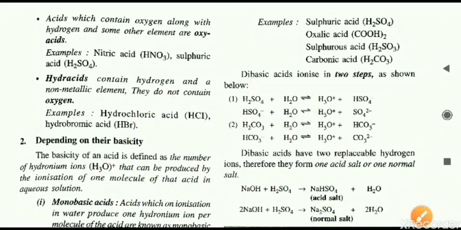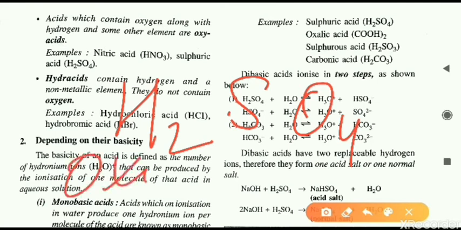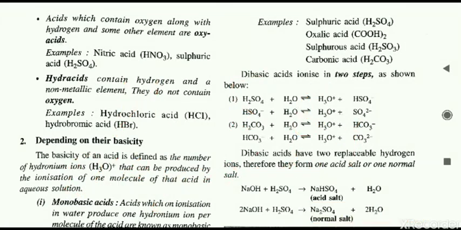Similarly, we can say sulfuric acid. Sulfuric acid formula is H2SO4. So H2, that is hydrogen. Another element, that is a non-metal, sulfur is there, and oxygen is also there. So that is why this is also an example of oxy acids.